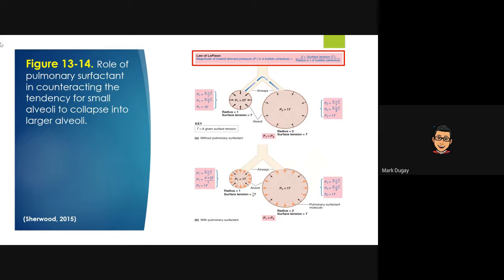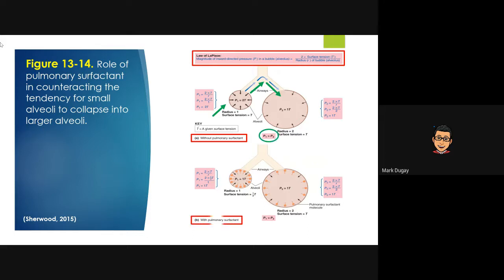So without pulmonary surfactant, if two alveoli of unequal size but the same surface tension are connected by the same terminal airway, the smaller alveolus has a tendency to collapse and empty its air into the larger alveolus because it generates larger inward directed collapsing pressure.